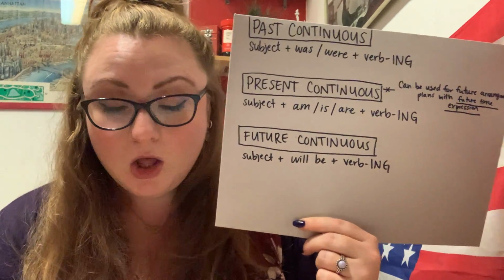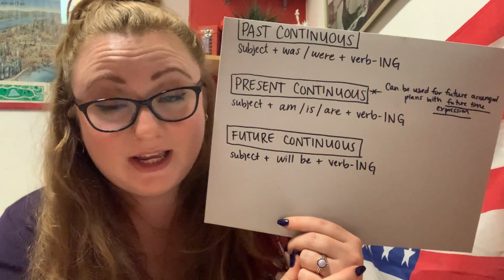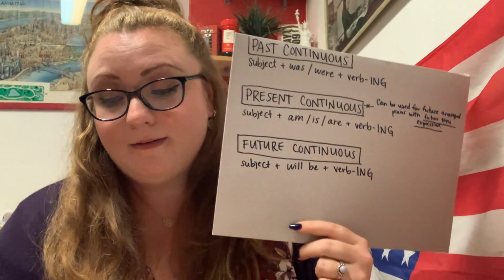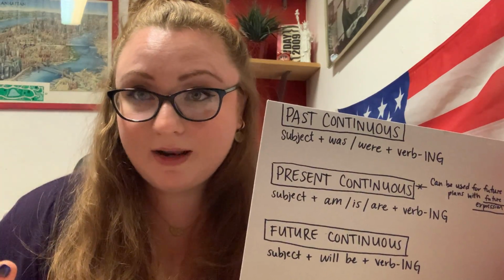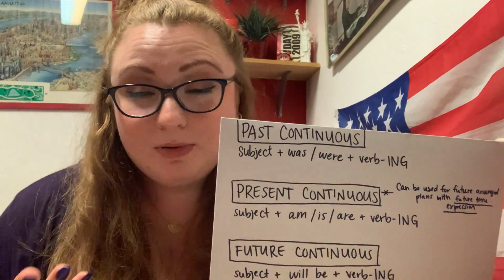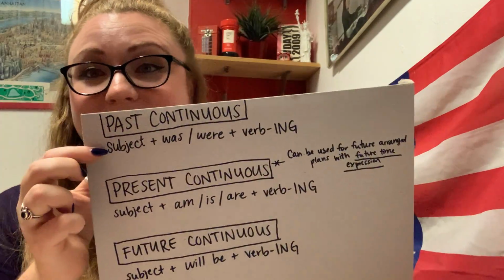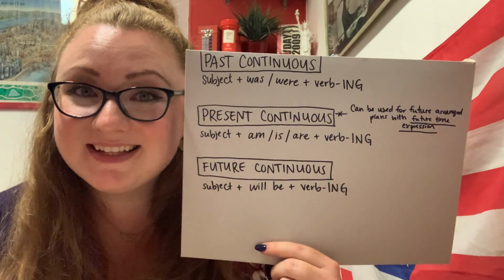Or we could say, we will be living very differently in 100 years. You can see how these are a bit of a prediction or a plan, and it can depend. So hopefully this has helped you understand the different continuous tenses in English.